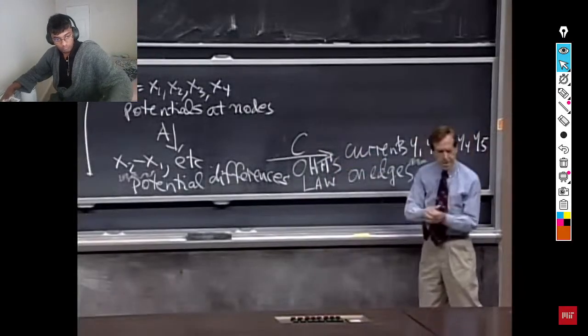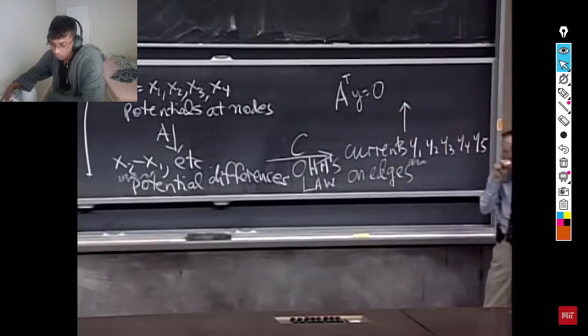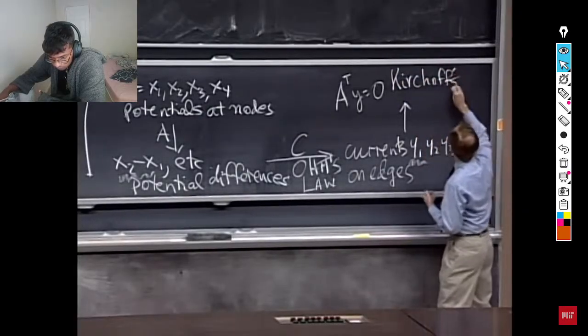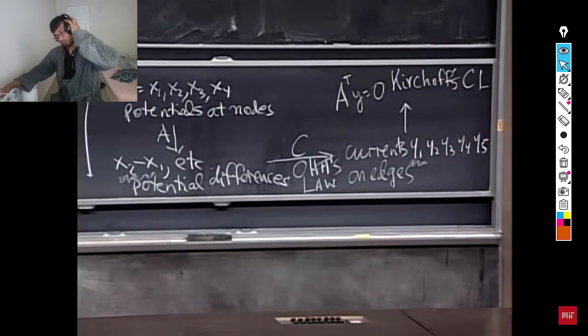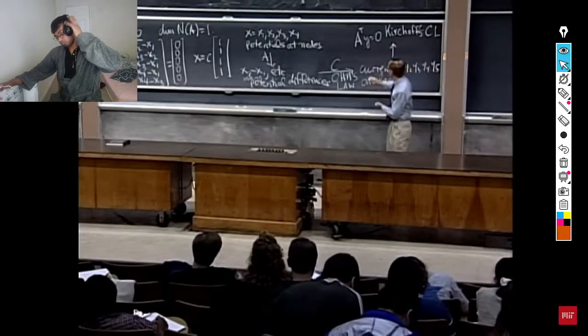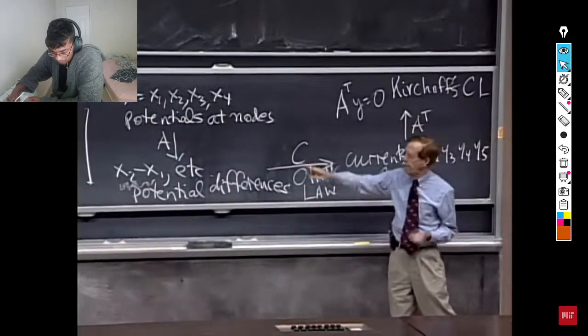And it's Ohm's law that says how much current. And what does that say? It has a famous name. It's Kirchhoff's current law, KCL. Kirchhoff's current law, A transpose y equals 0. So when I go back up to the blackboard and solve A transpose y equals 0, it's this pattern that I want you to see.